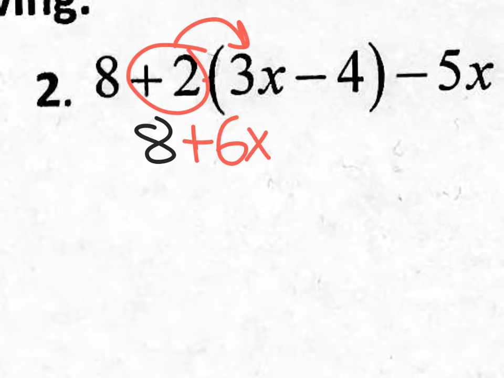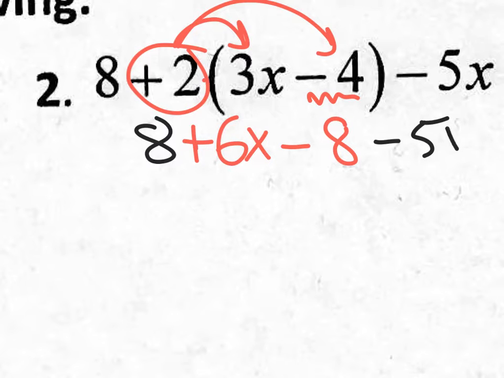Okay? And let's continue distributing. Positive 2 times, I want to call this a negative 4. That's going to give me a what? A negative 8. But I'm going to write it as minus 8. Remember, a minus and the negative, pretty much the same thing. Last but not least, I'm going to bring down the rest, the minus 5x. So I have distributed the 2. There is no more distribution to do.